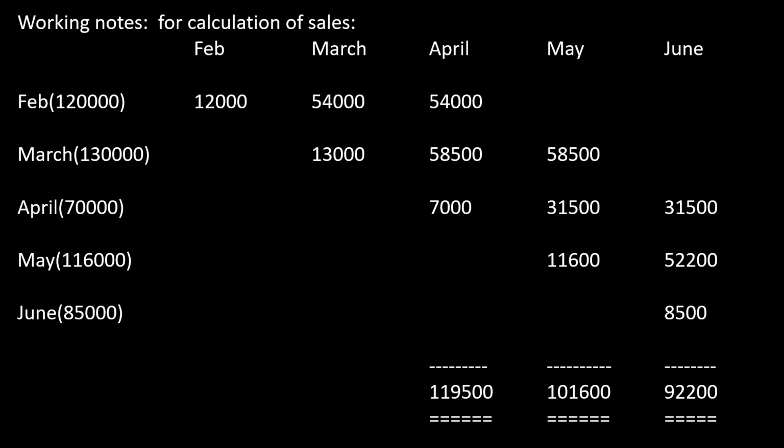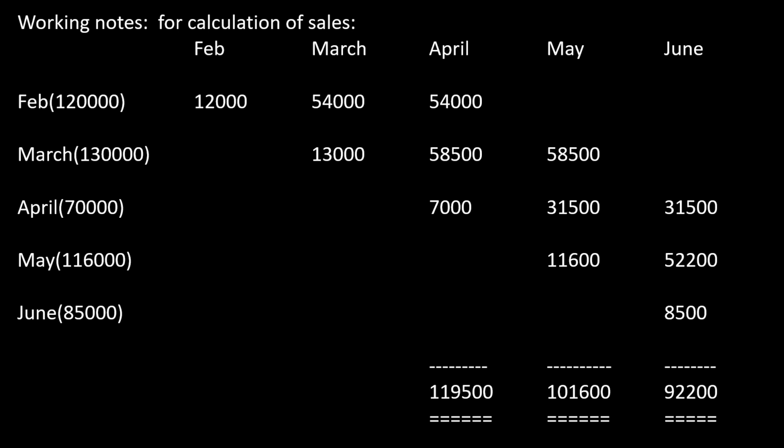Then the same way for May, 1,16,000. 10% gives 11,600. The remainder divided by 2 gives 52,200. The same way, 10% of 85,000 gives 8,500. The other two parts go to July and August. We don't worry about July and August. We prepare only for the months which are required, April, May, June alone. We don't worry about July, August, September and all.